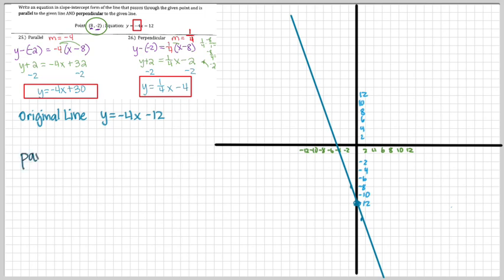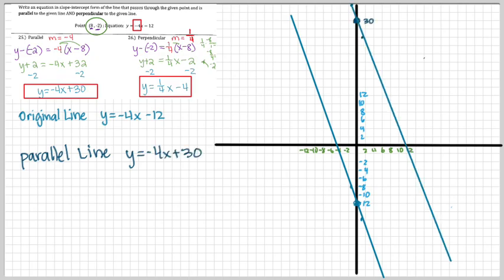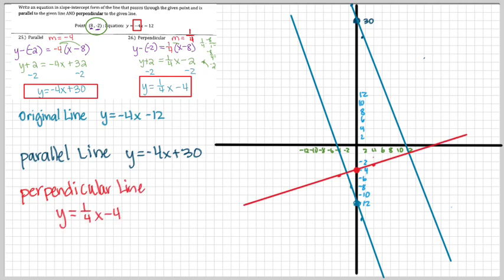Then the parallel line that we solved for, I start at 30, and my slope is the same, and you can see they are parallel lines, right? Then when I found my perpendicular line, my y-intercept is negative 4, and my opposite reciprocal slope gives you 1/4, creating a perpendicular line to both of these lines.